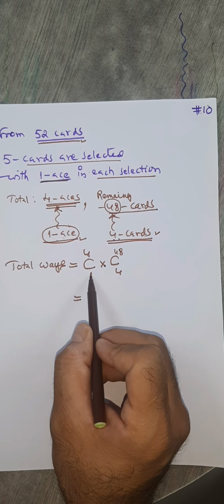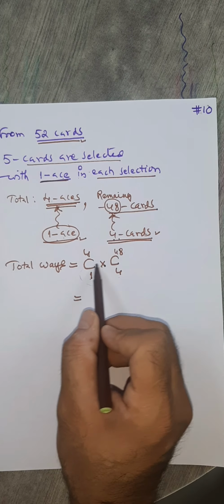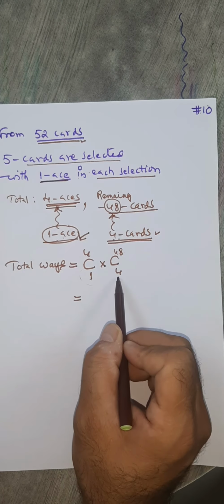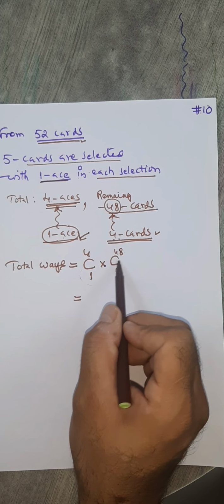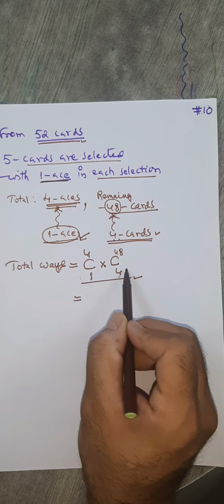क्यों यहाँ पे 4C1 लिखा? क्योंकि एक तो कॉम्बिनेशन में होना ही चाहिए. देखो ये 5 का कॉम्बिनेशन हो गया, बट हर एक कॉम्बिनेशन में एक तो एक ace का होगा ही. Remaining 4 cards can be any from the remaining 48 cards, right? That's why you have total 5, remember.